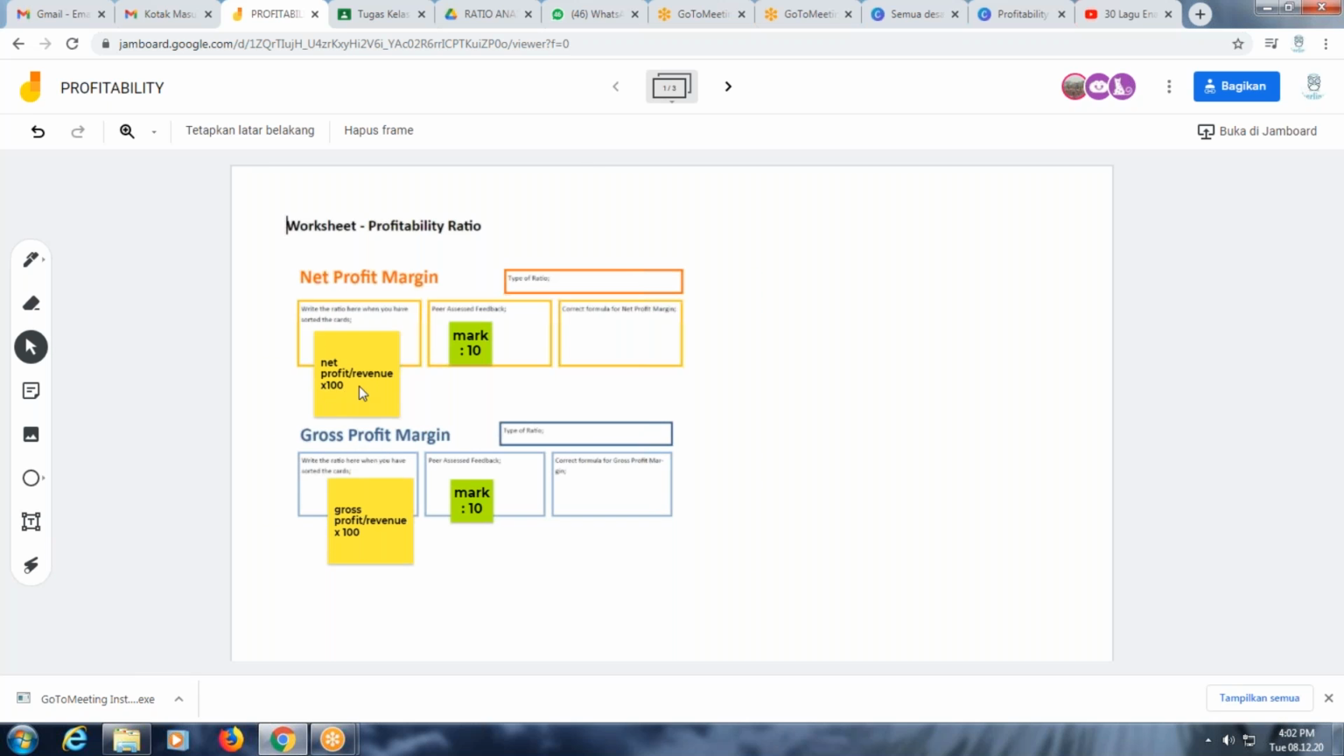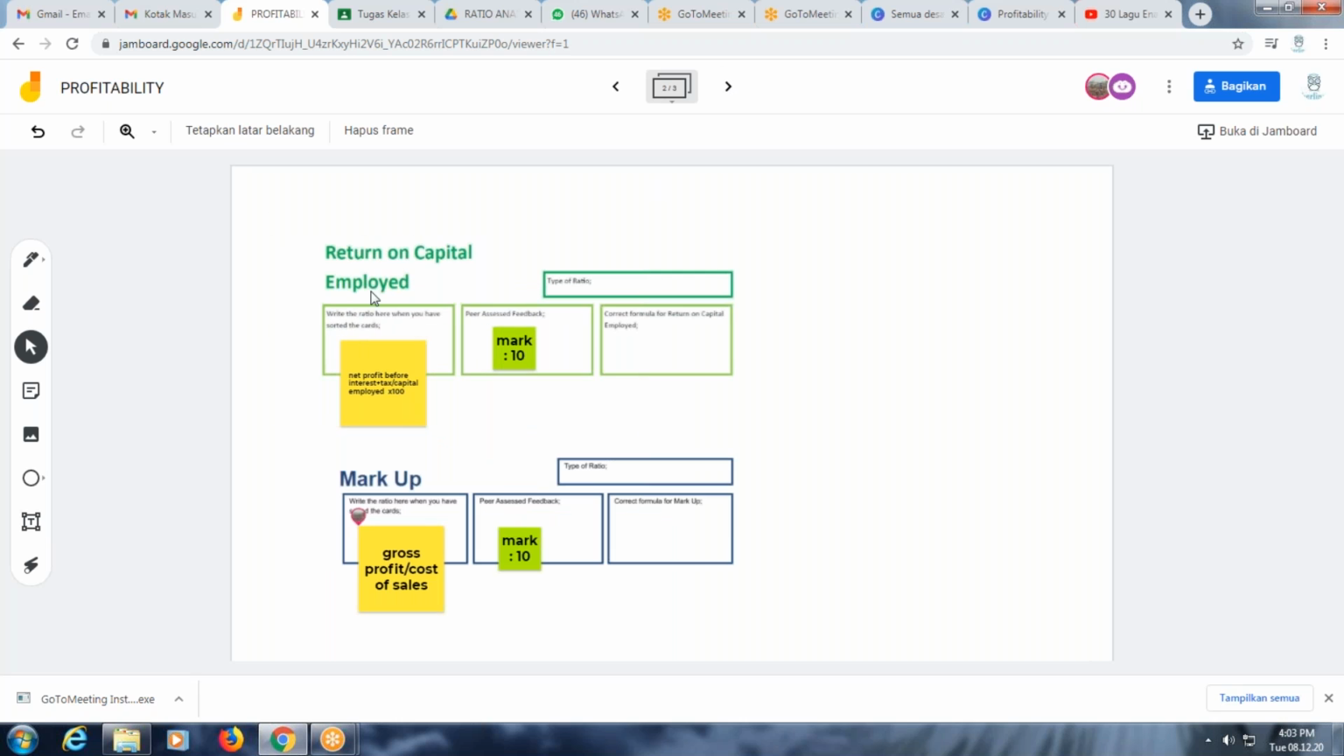So, net profit margin is net profit divided by revenue or sales revenue times 100. And gross profit margin is gross profit divided by revenue, sales revenue, times 100. It shows us that it's a percentage. And then return on capital employed is net profit before interest and tax divided by capital employed times 100. And the last one is markup: gross profit divided by cost of sales.